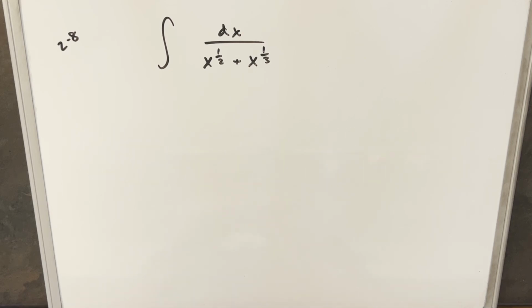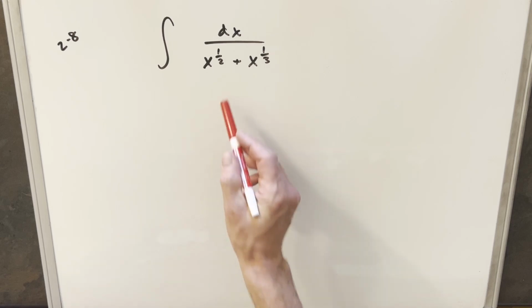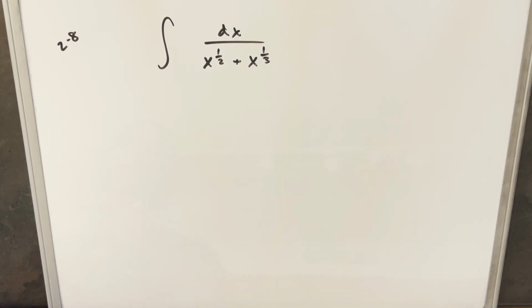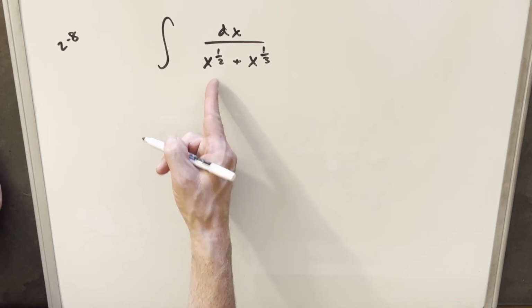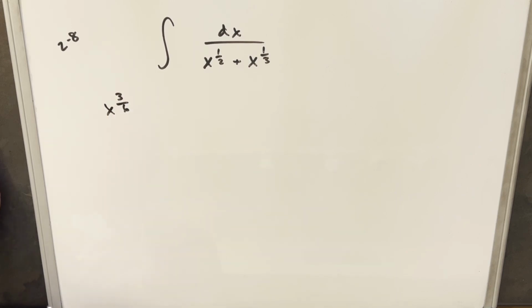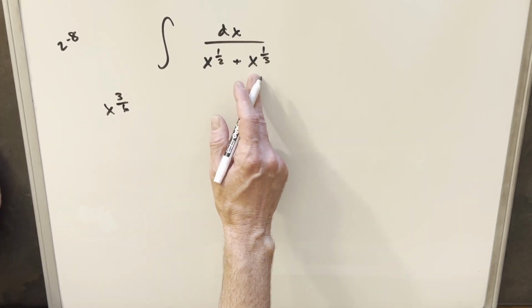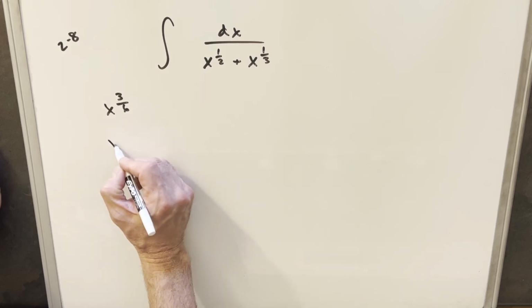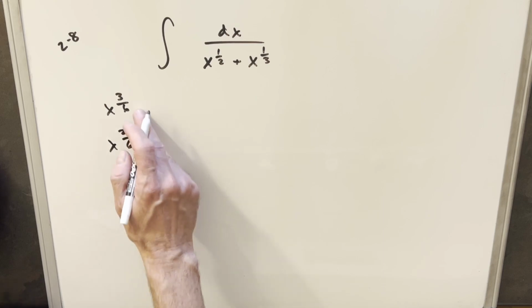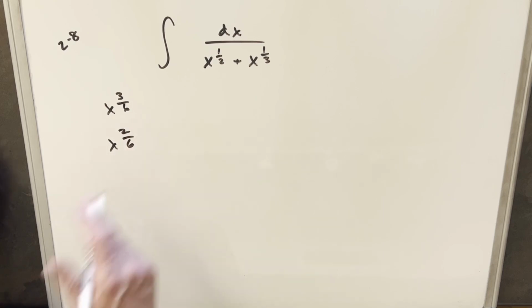Now, when I was doing this, I spent a little time fooling around with how these two different exponents were going to work. What I came to was that I wanted to think about this in terms of a common denominator. I can take x to the 1/2 and write that as x to the 3/6, and with x to the 1/3, I could write this as x to the 2/6. Now we have a common denominator of 6 in each case.